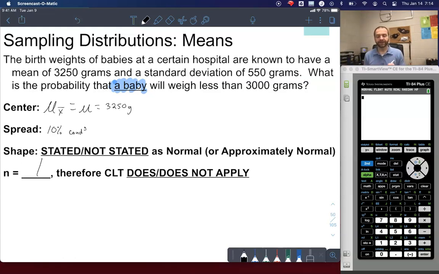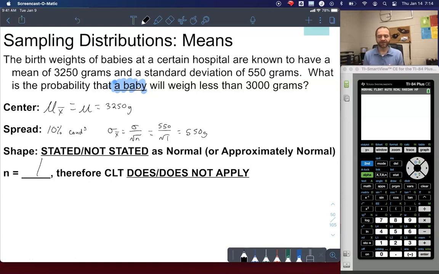But when we're calculating the spread, the standard deviation of the sample means, it's your population standard deviation divided by the square root of your sample size. And so in this case, 550 divided by the square root of 1, I just get 550 grams. All right, so that's our center, and that's our spread. Now we're going to figure out shape. And in the prompt itself, did it tell us the shape? Did it tell us anything about the shape? And the answer is no.